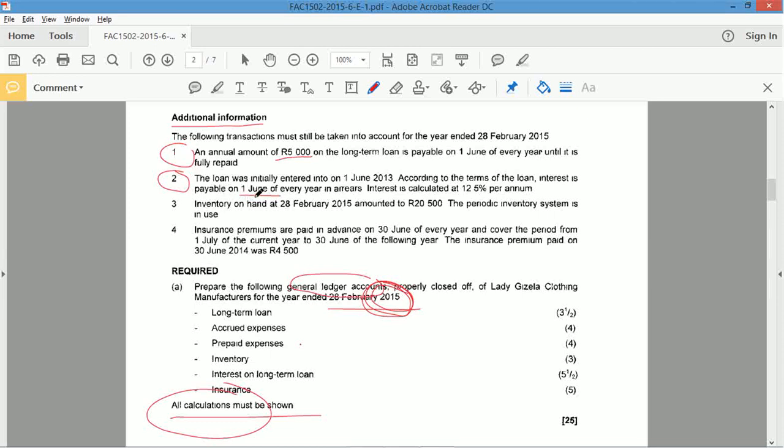They said it's payable on the 1st of June every year. So if we did pay the interest, it will then come off that account. If we didn't pay, it will be seen as an accrued expense. And that is at the 1st of June of every year. So the loan was initially entered into on the 1st of June 2013. So that was long ago, before this actual current year, which is 2015. And now we need to provide for the amount of interest that's payable.